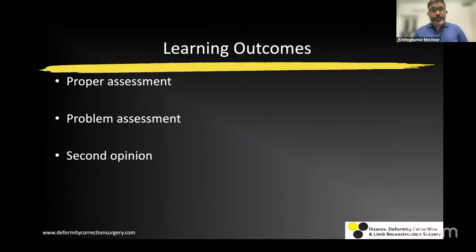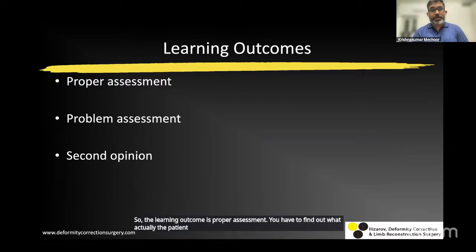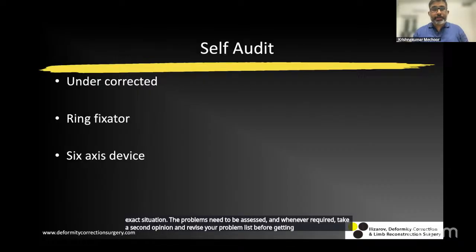So the learning outcome is proper assessment. You have to find out what the patient actually requires, what the patient's need is, and what the exact situation is. The problems need to be assessed, and whenever required, take a second opinion and revise your problem list before getting into the management part.